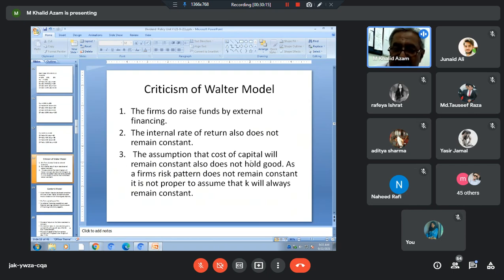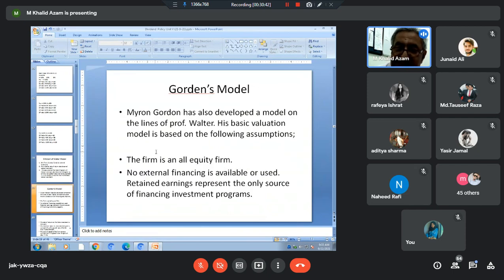The assumption that the cost of capital will remain constant also does not hold good. As a firm's risk pattern does not remain constant, it is not proper to assume that K or Ke will always remain constant. So this is the constancy part which has been criticized, that the rate of return is considered constant and the cost of capital is considered constant. So they say that these are very simplistic assumptions. Now see here.